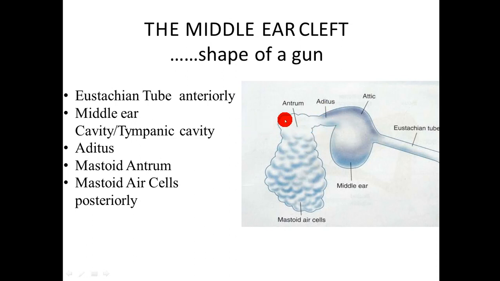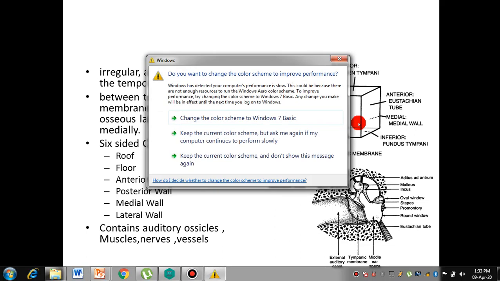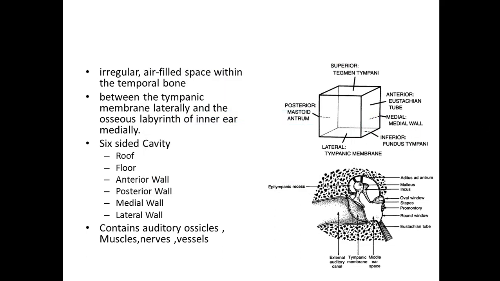So the middle ear is supposed to be the middle portion of the ear, and it is usually air filled. To keep the air pressure the same as that of the atmosphere, we have the eustachian tube which is connecting it to the nasopharynx.